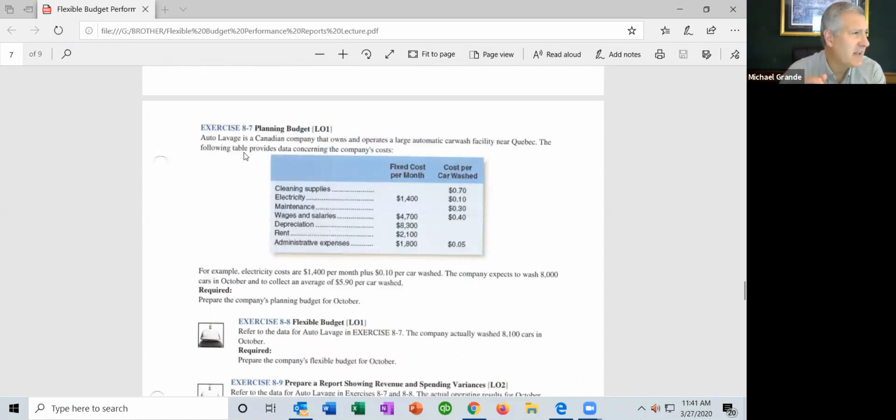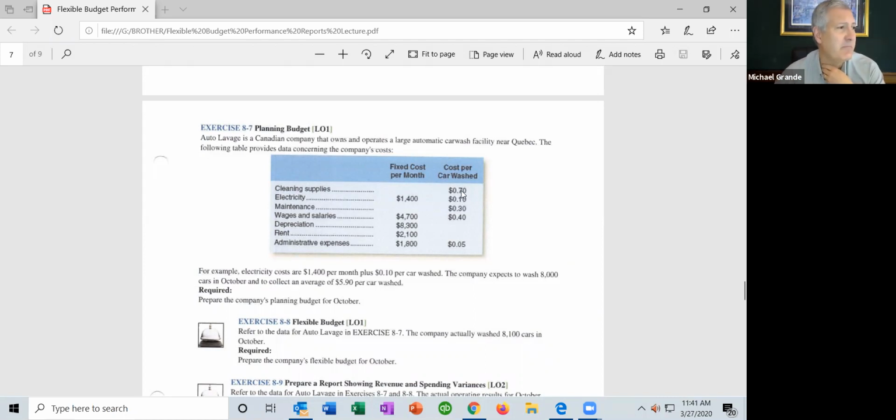Auto Lavage is a Canadian company that owns and operates a large automatic car wash facility near Quebec. The following table provides data concerning the company's costs. So we're providing you with the cost formulas to predict expenses. Remember, some costs are variable, some costs are fixed, some costs are mixed. They have both components. Let's look at a couple of them.